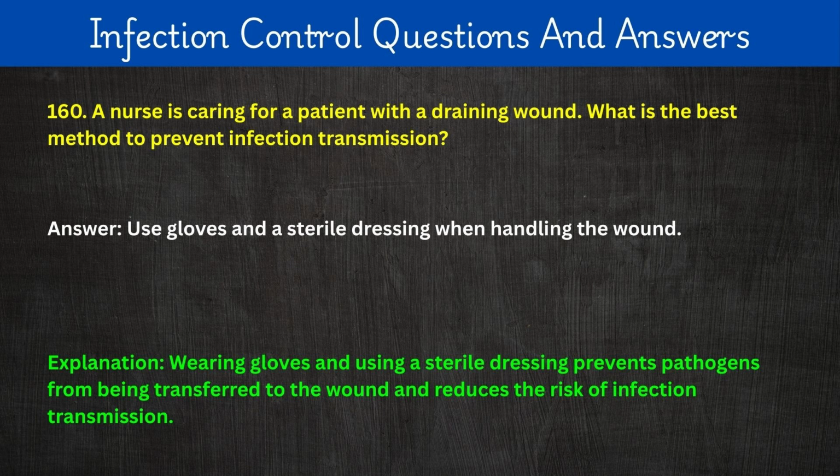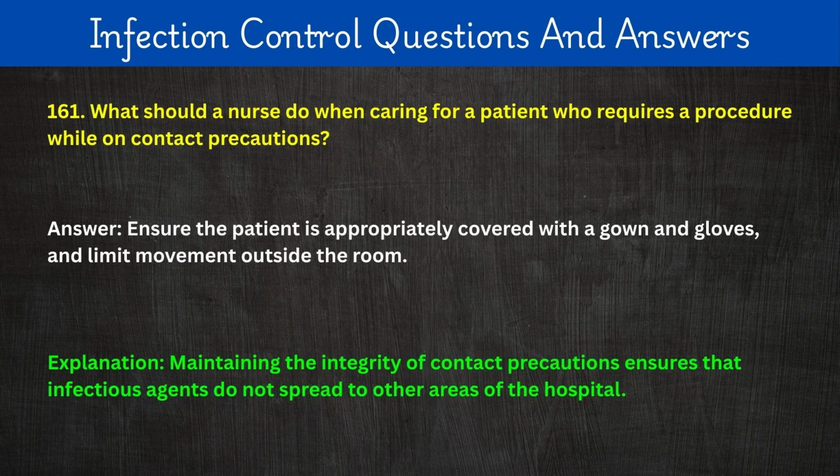of infection transmission. 161. What should a nurse do when caring for a patient who requires a procedure while on contact precautions? Answer: ensure the patient is appropriately covered with a gown and gloves and limit movement outside the room. Explanation: maintaining the integrity of contact precautions ensures that infectious agents do not spread to other areas of the hospital.